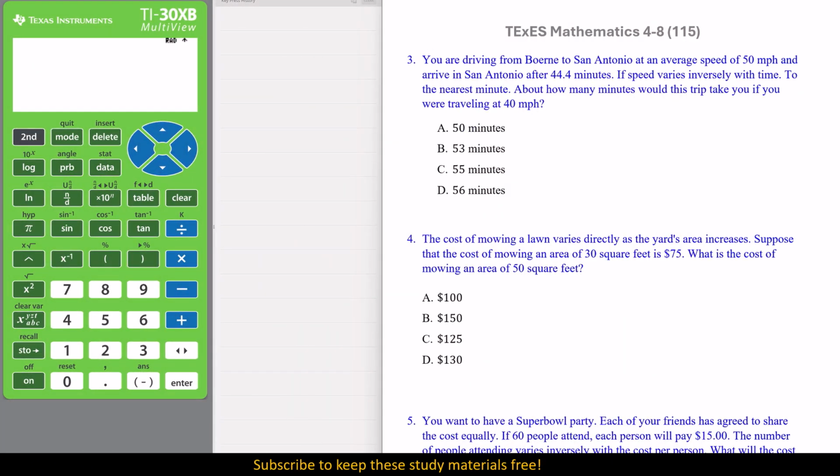Number 3. We are driving from Bernie to San Antonio at an average speed of 50 miles per hour and arrive in San Antonio after 44 minutes. If the speed varies inversely with time, to the nearest minute, about how many minutes would this trip take you if you were traveling at 40 miles per hour?